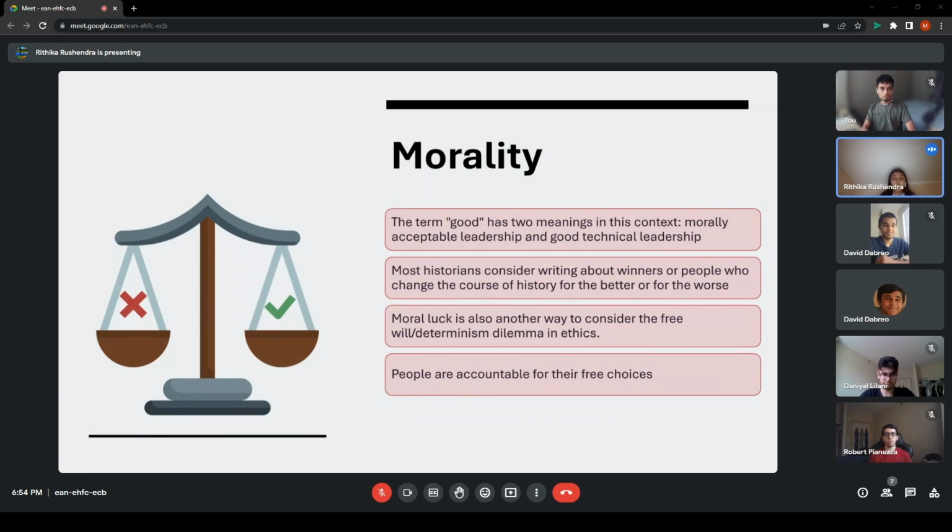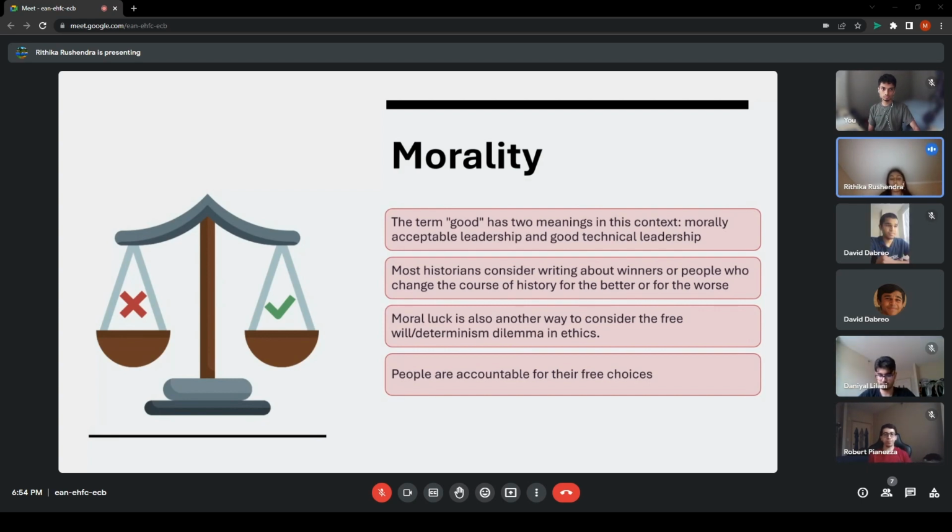The term good has two meanings in this context: morally acceptable leadership and good technical leadership. For example, being effective at getting the job done at hand. The issue with this viewpoint is that we examine both past and current leaders to find some who fulfill both criteria and others who only meet one.